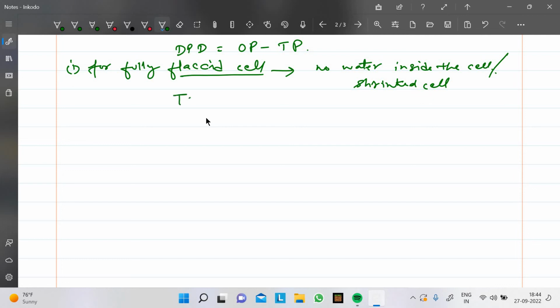So in this case, what will the turgor pressure value be? 0. Because there is no water. When there is no water, what pressure will it apply on the wall? So turgor pressure becomes 0, and in that case DPD will be equal to the osmotic pressure of the solution. Okay.